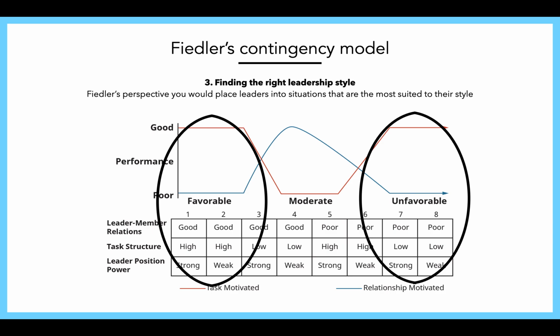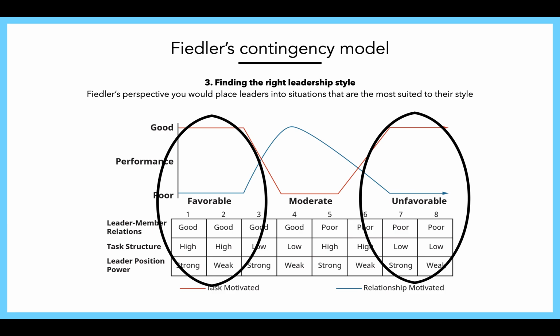It was in this middle section, when it was more moderate in how favourable the situation was, that suited relationship-orientated leaders. So when there's a bit of a mixture, as you can see there, in some situations the trust is good, the trust is poor, the task structure can be low or high, or leader position power can be weak or strong. So it's a bit of a mixed bag.